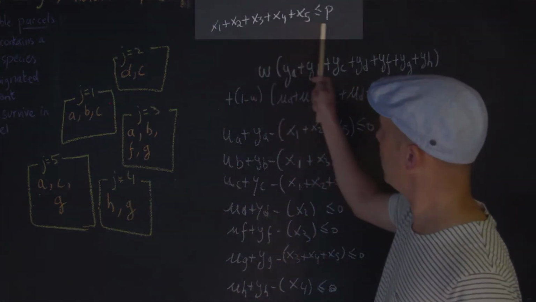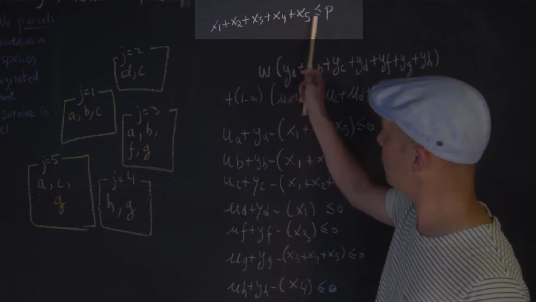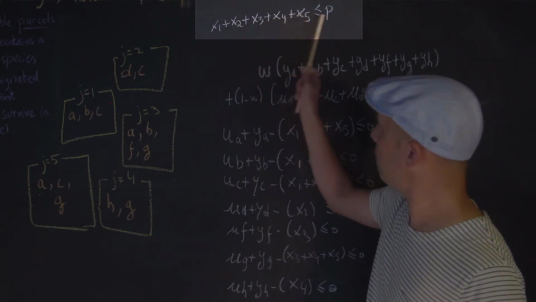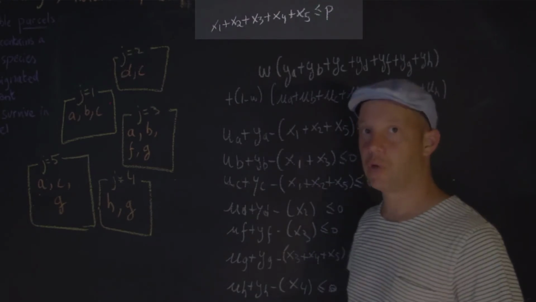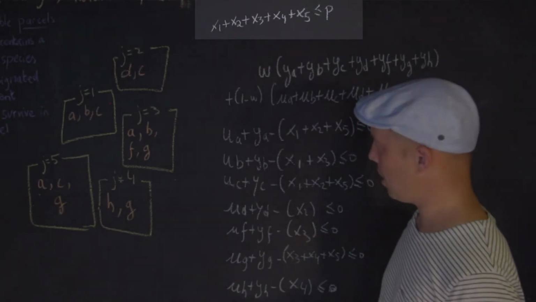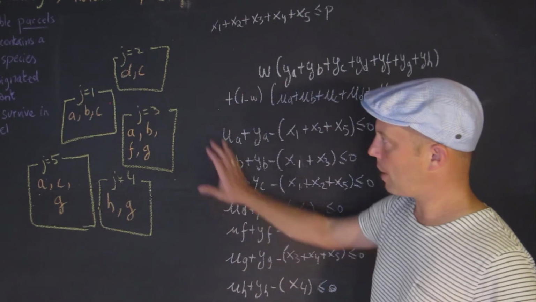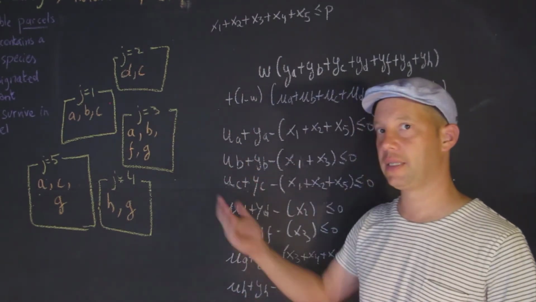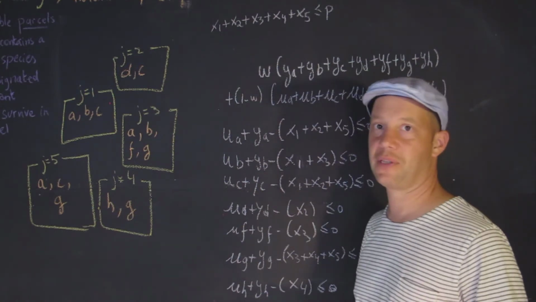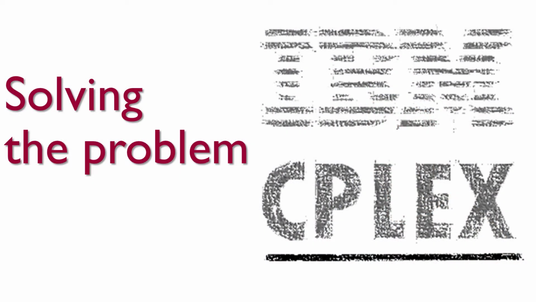And then of course we have this constraint that stipulates that there is a finite number of parcels that can be purchased or maintained given a certain budget. Again, I'm going to use CPLEX now to try to solve this problem and then see which solution is going to be selected.